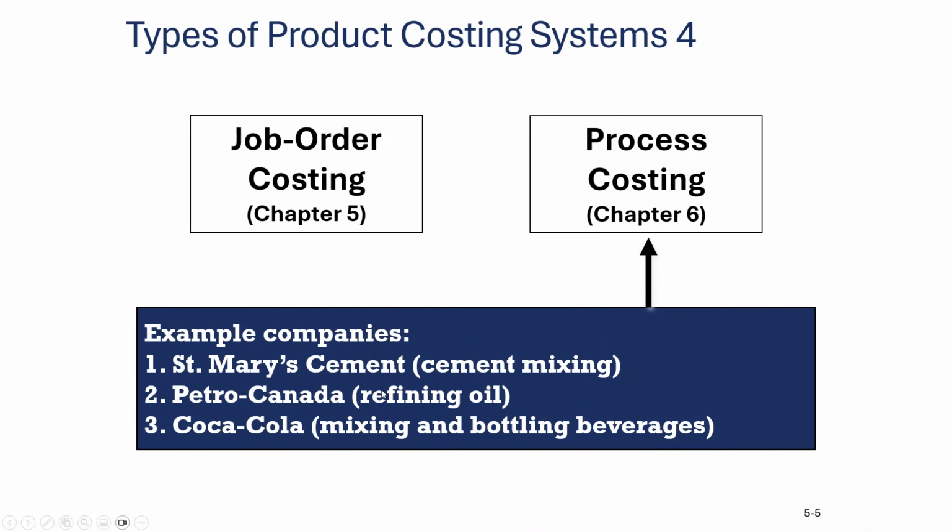So a good example is a cement mixing company. To mix the cement has to go through a process. Petro-Canada, again, is refining oil, so it has to go through a process of digging the oil and doing a cleaning where they convert that into refinery oil. So it has to go through that process, right? Coca-Cola is a very simple example, similar to what I explained earlier with the bag of chips. They're very similar to that. So those are considered to be your process costing.